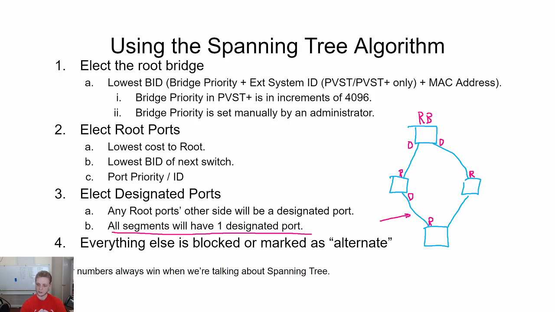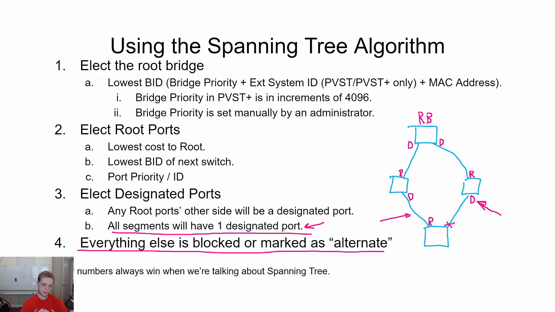So now we're going to look at this and say, okay, everything else is going to be blocked or marked as alternate. Depending on our version of spanning tree, we'll either block or mark this link as alternate. Only one side of it will become alternate because we need to have one designated port on every segment. So one of these ports is going to be designated, and just for the sake of not going into deep discussion right now, this port will be because it is closer to the root than this port would be.